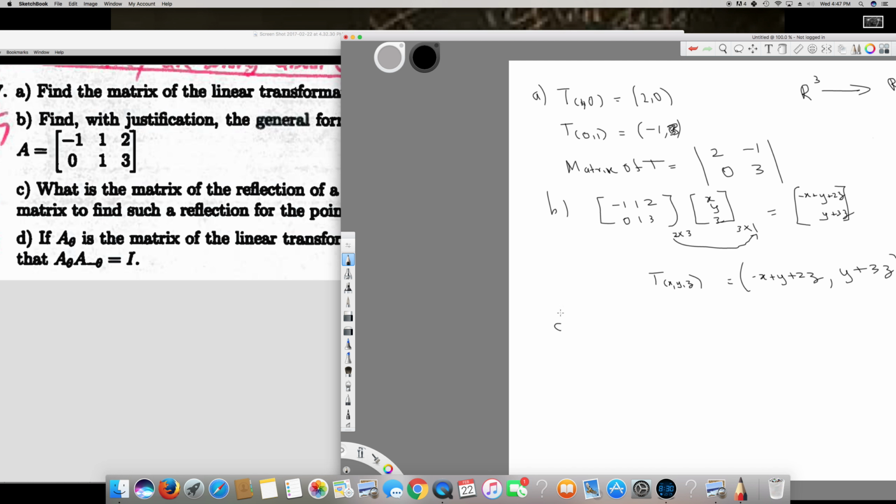For example, this is the formula: if they say reflection on the y-axis, it's going to be minus 1, 0, 0, 1. The x is minus 1 because if something is a reflection on the y-axis, it means the x is becoming negative. That's what it means. Therefore, this one is going to be negative.